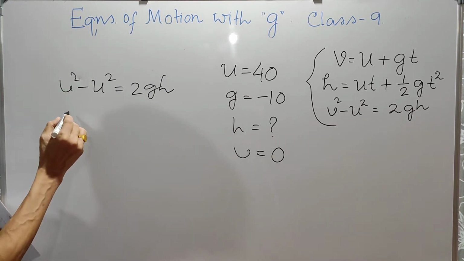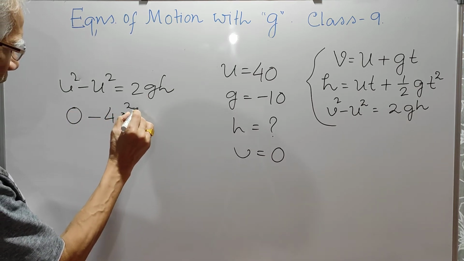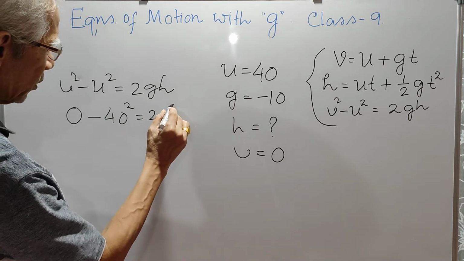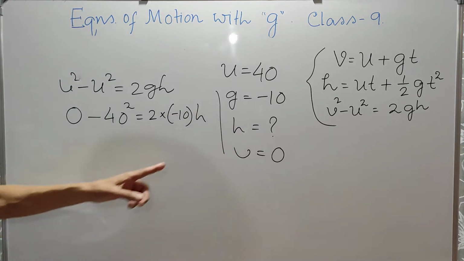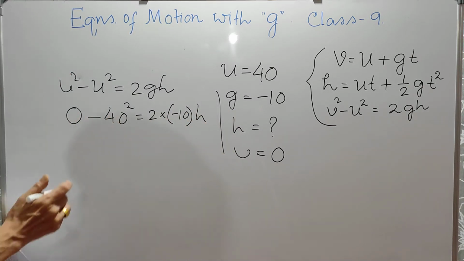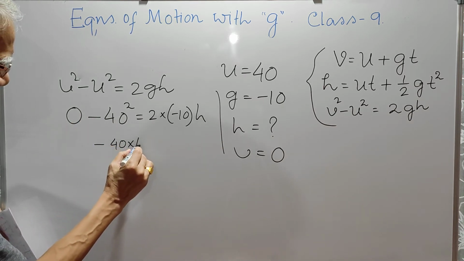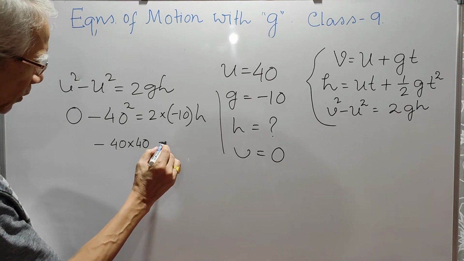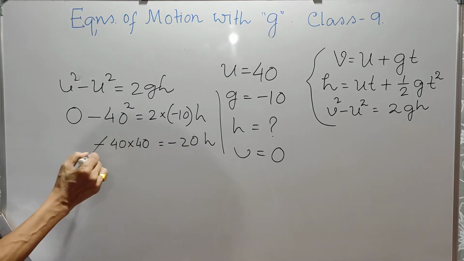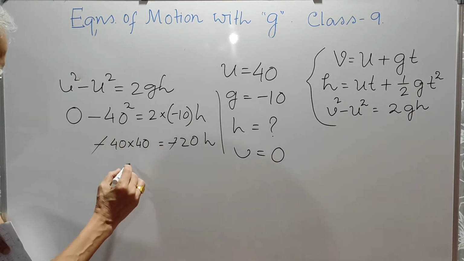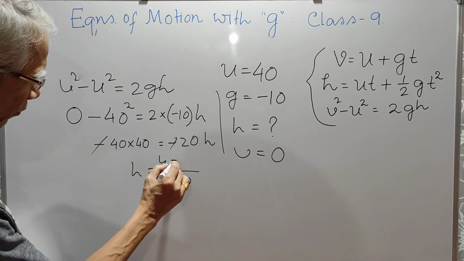So v is 0. So 0 square is 0, minus u square. u is 40, so 40 square, equal to 2 into z. z is minus 10 and h you have to find out. So only h is the unknown; other things are known. So this is 0, so minus 40 square. 40 square is 40 into 40, or 1600, equal to minus 20h. Both sides minus you can cancel. So what is h equal to? 20 in the denominator, 40 into 40 in the numerator.